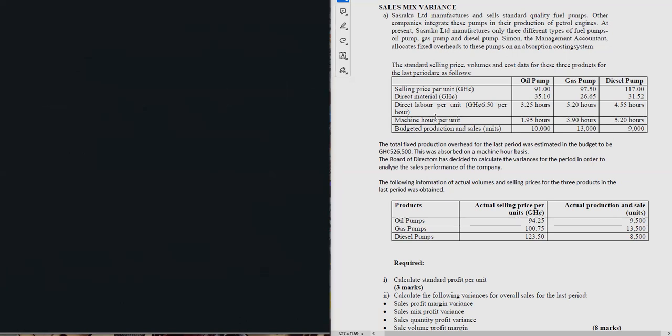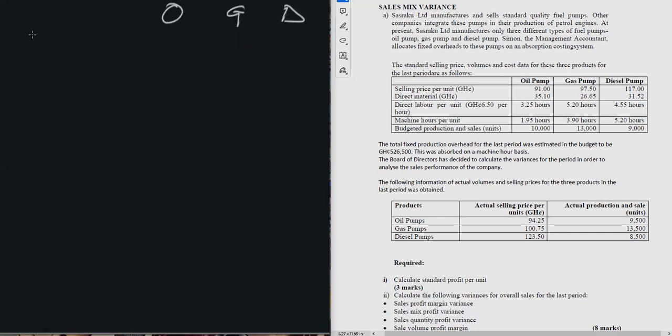So let's look at this question, and this will tell us how to determine our standard profit. Even the standard profit is 3 marks. They said we should calculate our standard profit, and standard profit means we must have material, we must have labor, we must have overheads, right? So I'll use O, G, and D for oil pump, gas pump, and then diesel pump. To get standard profit, we need sales minus what?